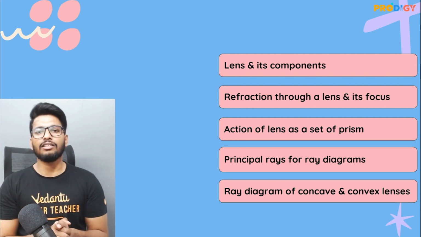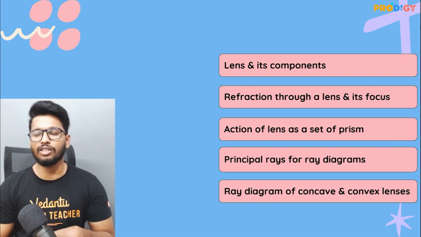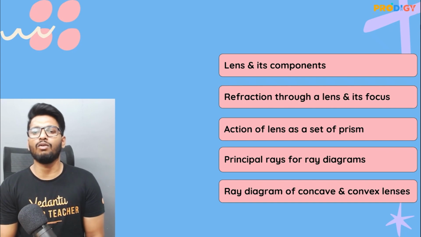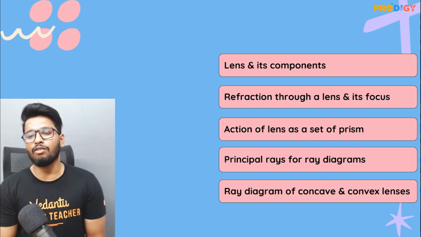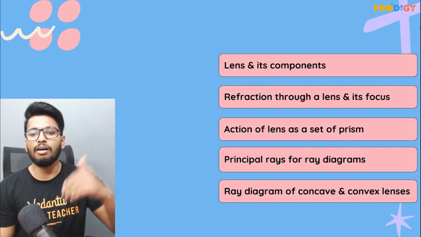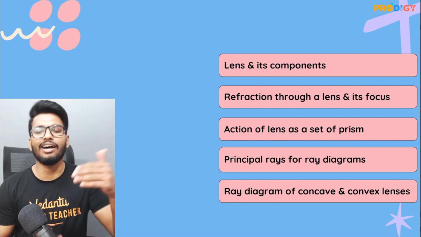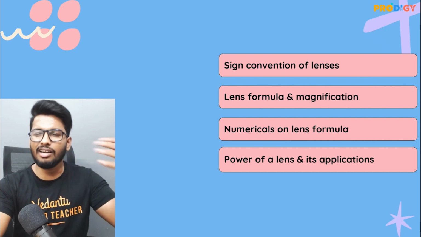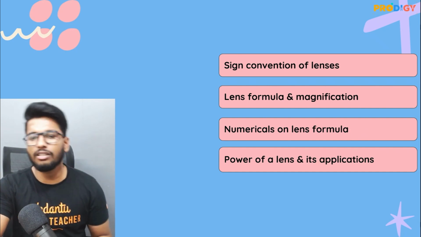So yeah, guys, these are the topics that we're going to be doing in the days ahead. We'll start with a lens and its components. We'll understand about refraction through a lens and its focus. We'll talk about action of lens as a set of prisms. All of this in today's session. Principal rays of ray diagram and ray diagrams of both concave as well as convex lenses. We'll also understand about sign convention, lens formula, numericals, and power of a lens.